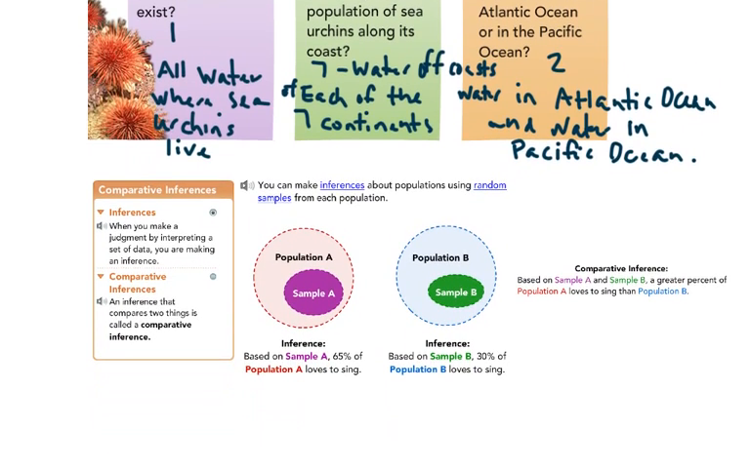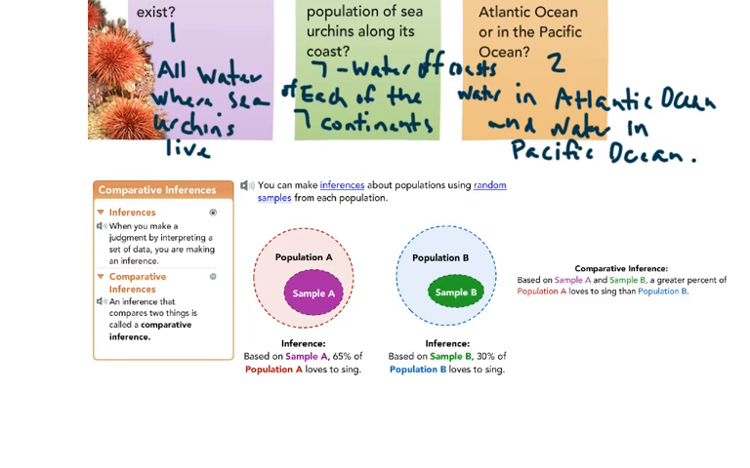Alright, the next part of your notes explains what inferences are. And you can make inferences about populations using random samples. Over here, you can see that we have the definition of an inference. When you make a judgment by interpreting a set of data, you're making an inference. And more specifically, we're talking about comparative inferences, and that's an inference that compares 2 things.